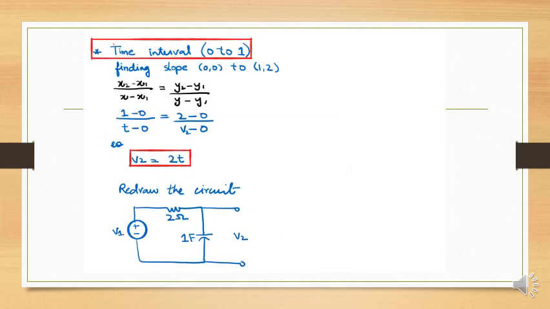It is the same procedure we have adopted previously. You first have to find the slope of the input voltage. From time 0 to time 1, we find the slope, and the value we get is V2 equal to 2t. Now next, we are going to apply Kirchhoff's voltage law to our circuit. For my convenience, I have redrawn the circuit again.